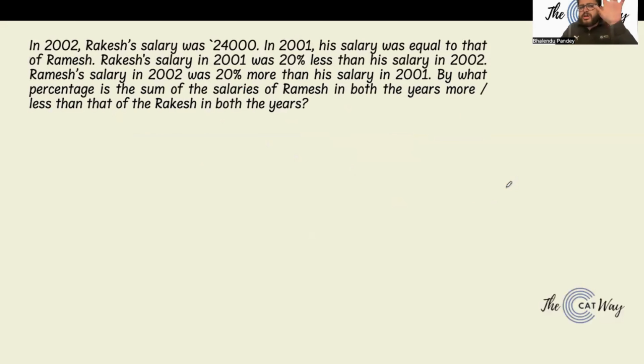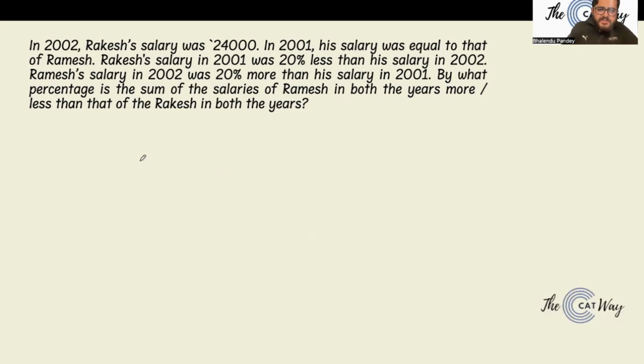It says that in 2002, Rakesh's salary was 24,000. In 2001, his salary was equal to that of Ramesh. All right. Rakesh's salary in 2001 was 20% less than his salary in 2002. Ramesh's salary in 2002 was 20% more than his salary in 2001. By what percentage is the sum of salaries of Ramesh in both the years more or less than that of Rakesh in both the years?